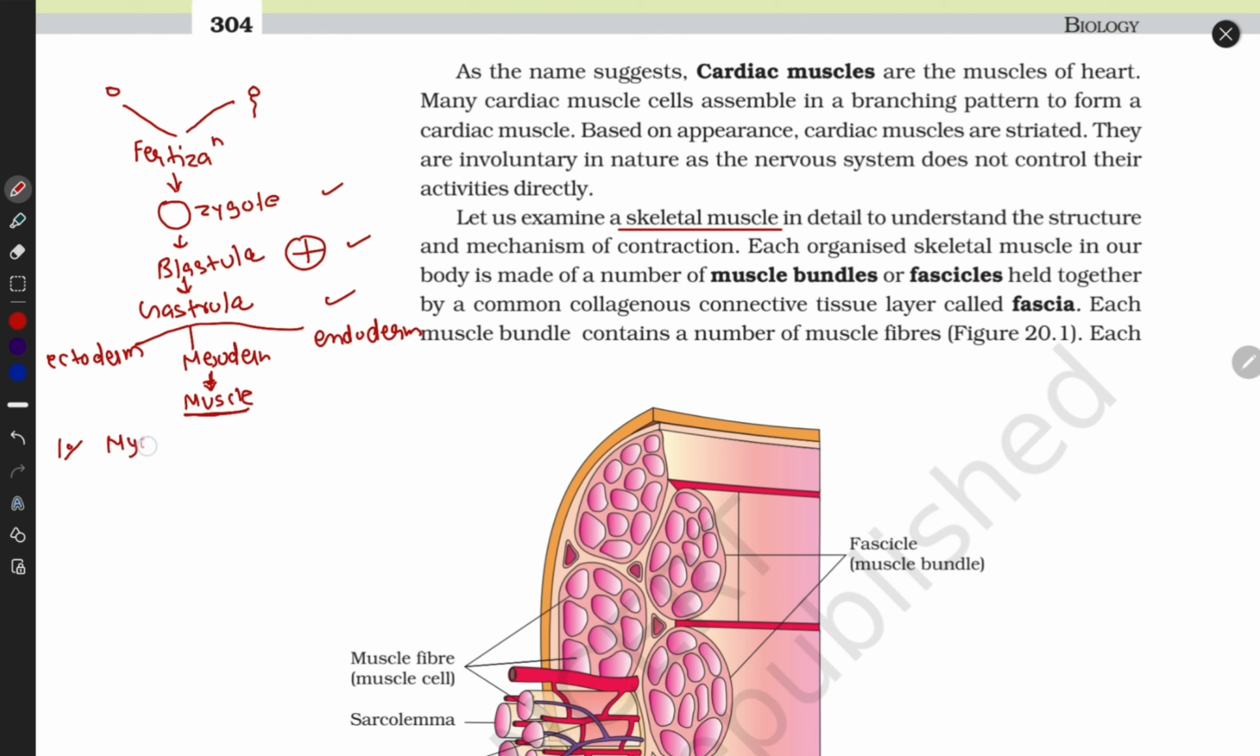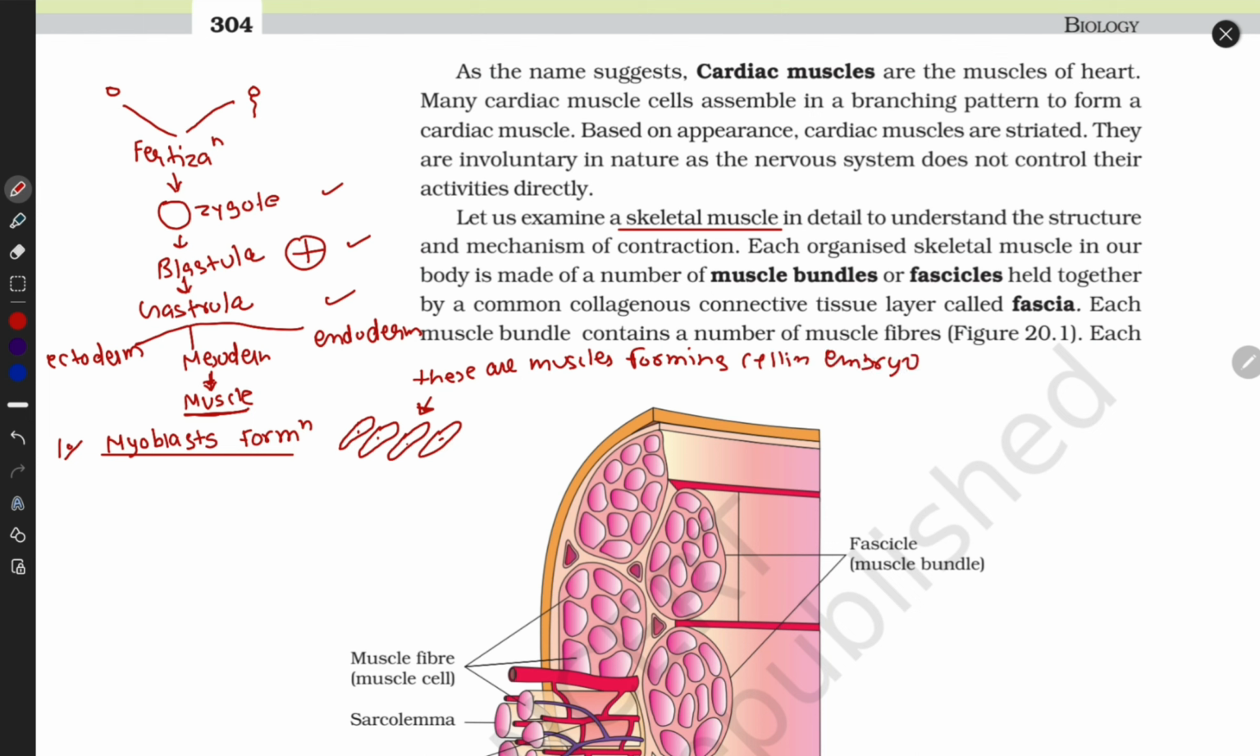first of all, myoblasts form. What is a myoblast? This is the small structure of muscles. These are muscle forming cells in the embryo. Clear guys? We call it a myoblast. This is not in your NCERT, but it is important. You have to clear this, otherwise you can't understand what a muscle bundle is and all this.